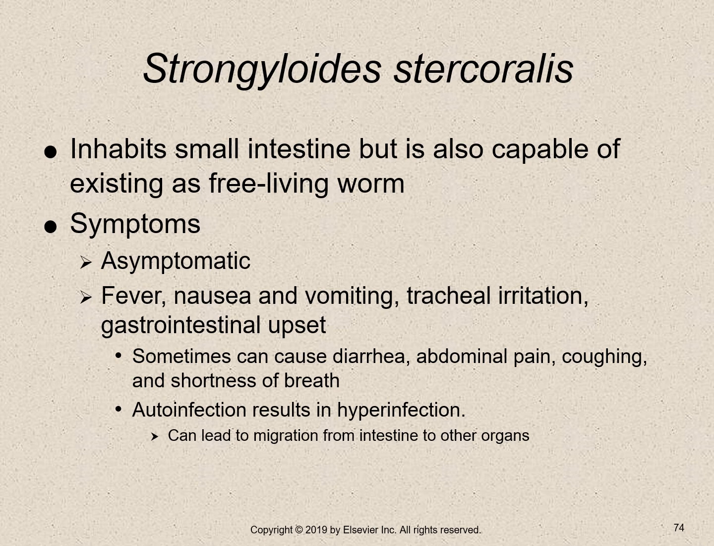Many patients are asymptomatic, but those who do present with symptoms usually have fever, nausea, vomiting, tracheal irritation, and gastrointestinal upset. Sometimes infection can cause diarrhea, abdominal pain, coughing, and shortness of breath. Immunosuppressed patients in particular are at risk for disseminated strongyloidiasis or hyperinfection. So in this immunocompromised population, large numbers of filariform larvae develop in the intestines in an autoinfective cycle and migrate from the intestine into the lungs and other organs, such as the liver, the heart, and central nervous system, causing a fatal infection.